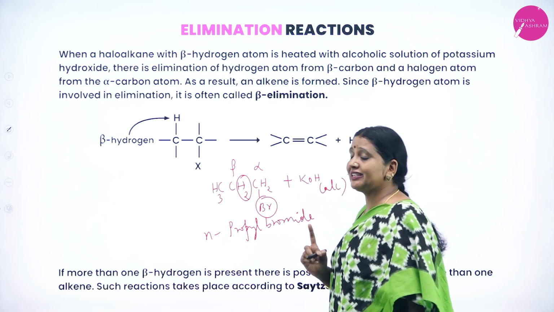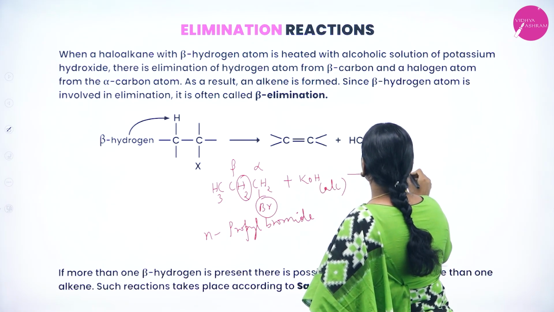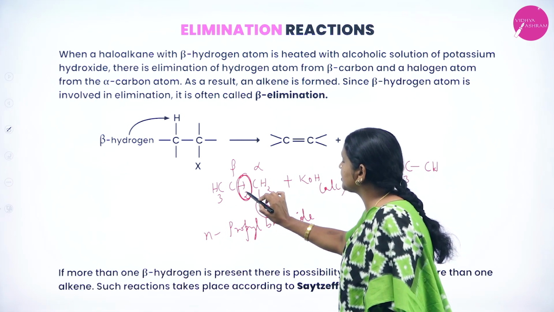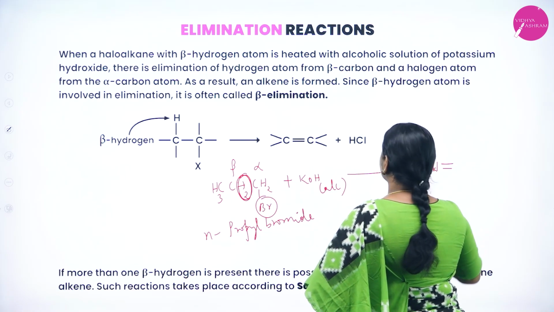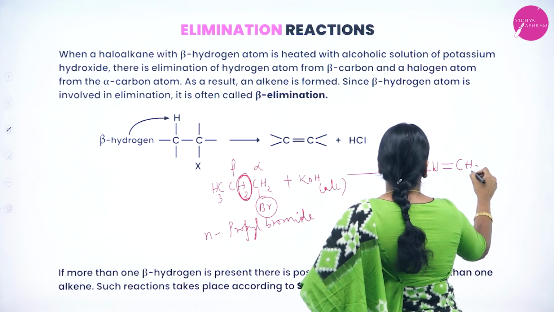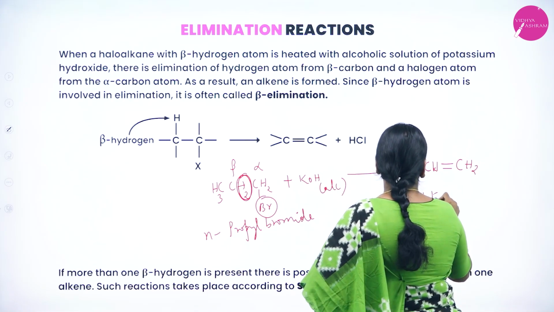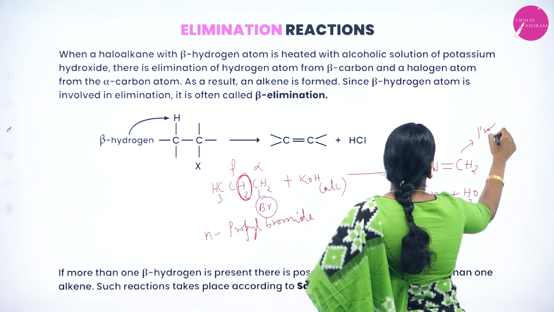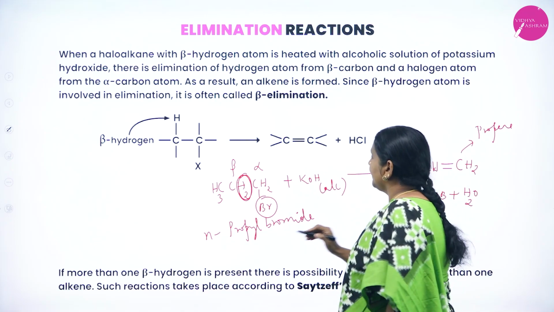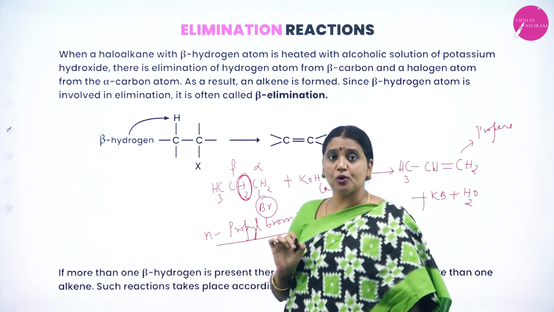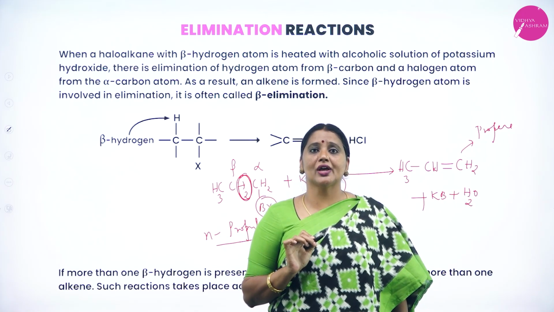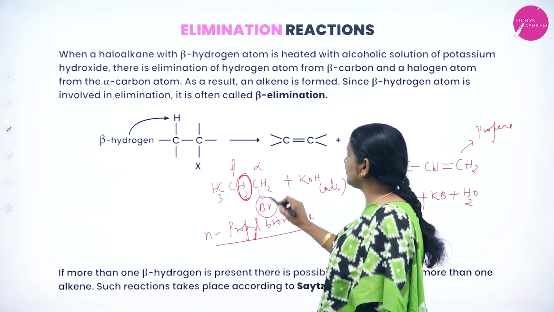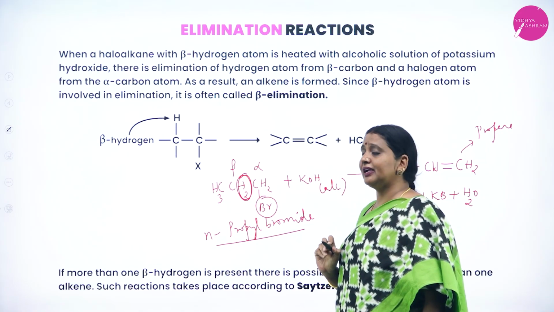In that you remove 1 beta hydrogen. Therefore, it will become CH3, CH, CH2, because I am eliminating 1 hydrogen, and here it becomes a double bond, CH2. K takes Br and forms KBr. OH takes H and it will form H2O. What's the product formed? Propene. When n-propyl bromide undergoes dehydrohalogenation or elimination, it will form propene. I eliminated bromine from alpha carbon and hydrogen from beta carbon.